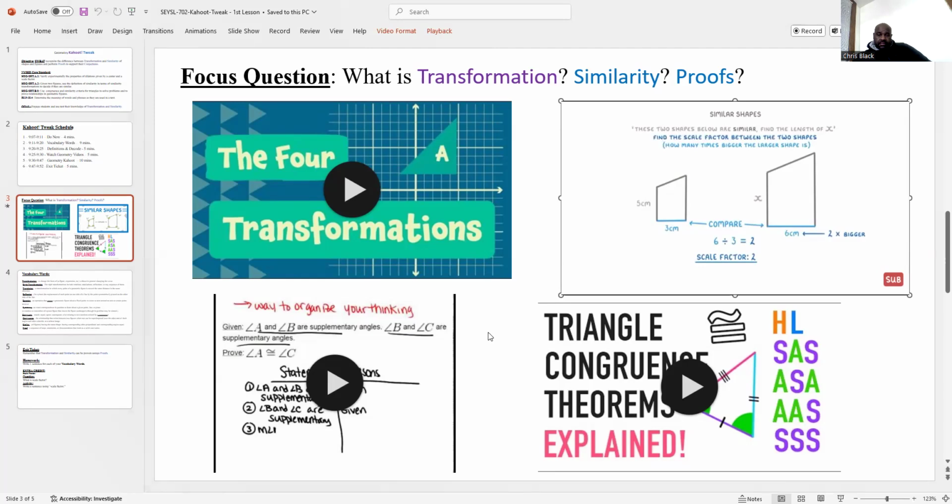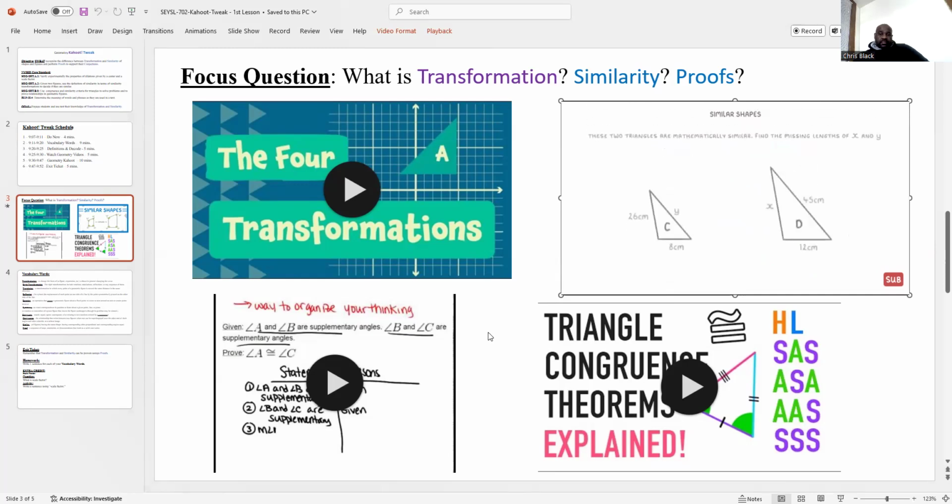A scale factor of 2 means that every length on our larger shape will be 2 times bigger than the equivalent side on our smaller shape. So if we're looking for x, and we know that its equivalent side on the smaller shape is this 5 centimeter side here, then all we have to do is multiply the 5 centimeters by 2 to find that side x must be 10 centimeters long.